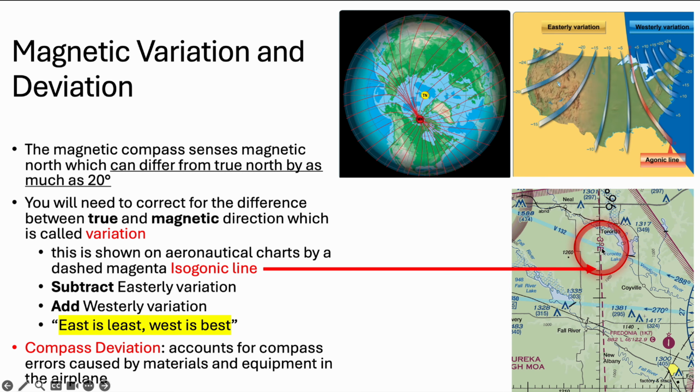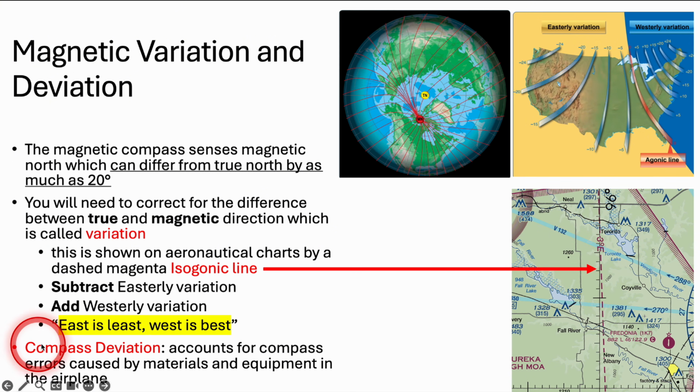So whatever this line says, if it's east or west, you need to incorporate that in your flight planning. If it's an easterly variation, you're going to subtract it. If it's west, you add it. Way to remember that is east is least, west is best. So least implies subtraction, best implies addition.